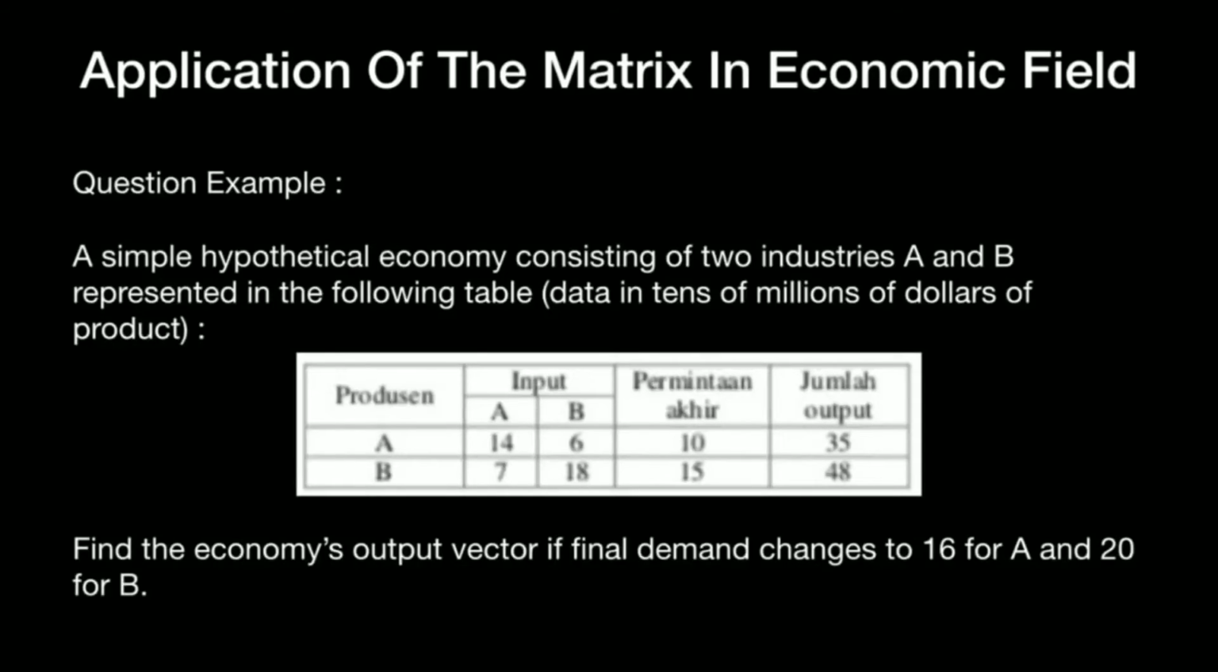Okay, next I give a question example for the application of matrices in economic fields. The question sample is a simple hypothetical economy consisting of two industries, A and B, represented in the following table. Data is in units of $1,000,000 of product. As we can see here, producer input and output. The question is to find the economic output vector if final demands change to 16 for A and 20 for B.